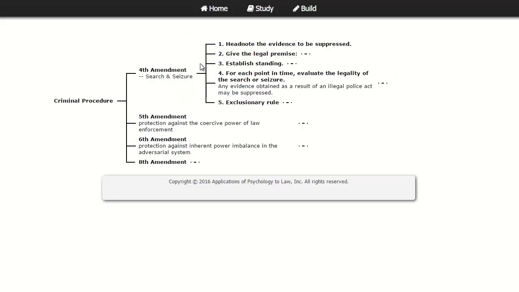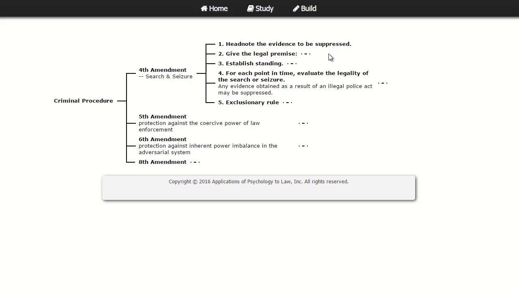So I'm here in the learning environment, expanding it out. What we want you to do is if you have a Fourth Amendment problem, here is how it's called. There's a motion to suppress certain items of evidence. Motion to suppress the gun, motion to suppress the drugs. First thing that we want you to do is headnote the evidence to be suppressed. So the gun. That's step one.